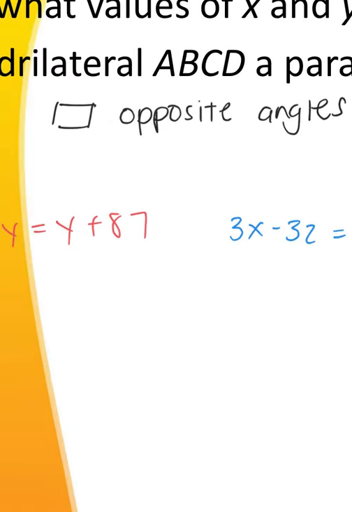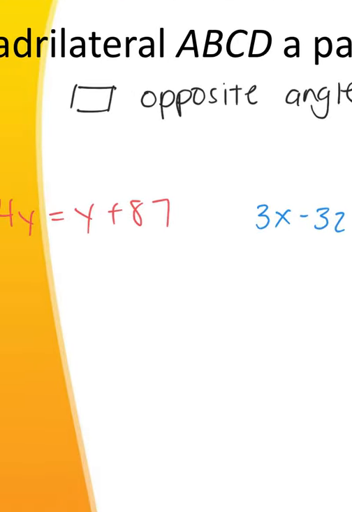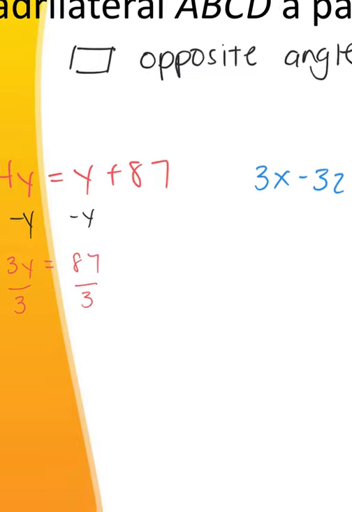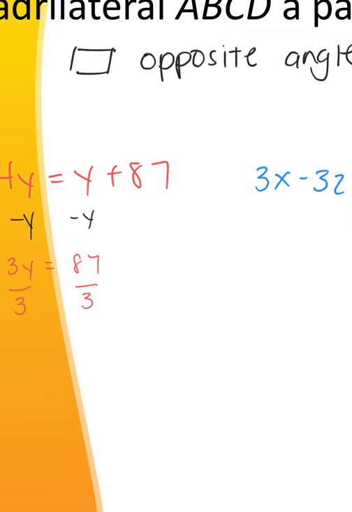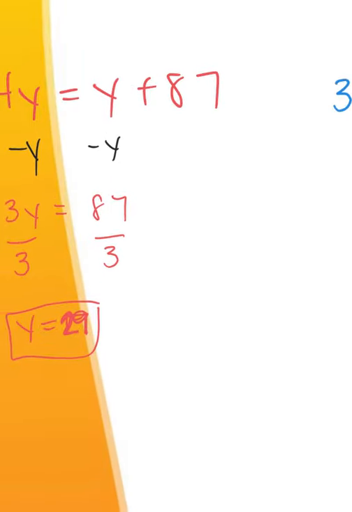Let's solve the red ones first, the ones with y. We're just going to subtract y from both sides. We get 3y equals 87. We divide by 3, divide by 3. And we should get like 19. Y equals 19. Did anyone else get that? I got 29. It should be 29, you're right. Thank you. That's a 29, guys. Sorry.